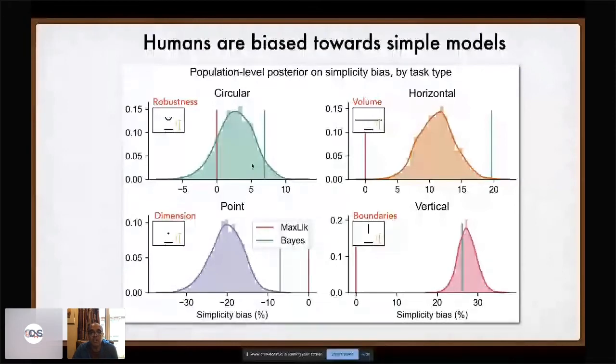So overall, what we see is humans are biased towards simple models in this sense. They're biased in the direction that's suggested by the Bayesian analysis of the trade-off between simplicity and accuracy of models. In some cases, the bias matches the Bayesian analysis quantitatively. In some cases, it's more, and in some cases, it's less, but it's definitely in the direction of picking simpler models. So that's it. So what did we say today?